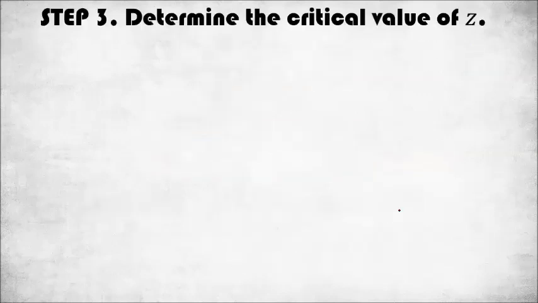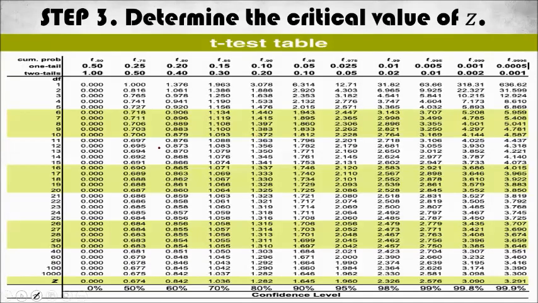Step number 3. So we have to determine the critical value for Z. And paano tayo magde-determine? We are going to use the T table. So ito yung ating t-test table, t-distribution table, or t-table. And na-explain ko na din last time kung paano to ginagamit. Sa step 1 natin, na-identify natin that this is a right-tailed test. And ang right-tailed test natin ay under ng one-tailed test.